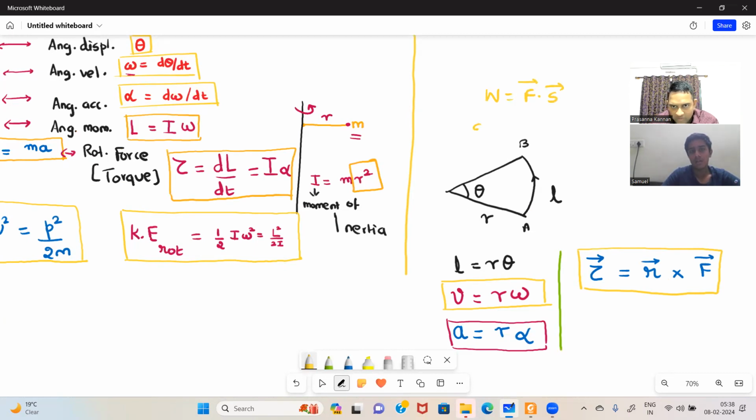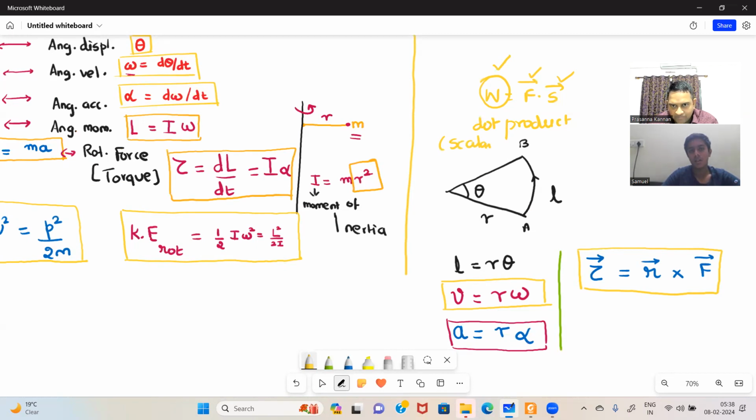What is it called? Dot product, or it is also called scalar product. Why is it called scalar product? Because the outcome is a scalar. Work done is a scalar quantity. Force and displacement are of course vectors, but when you do a dot product on them, you get the result as a scalar. That's why dot product is called scalar product.